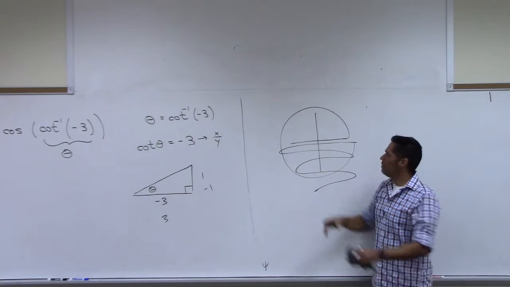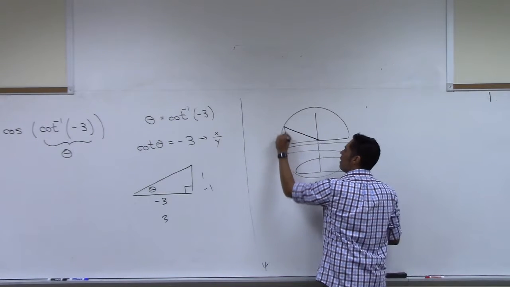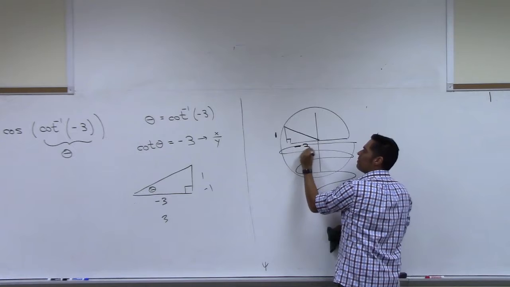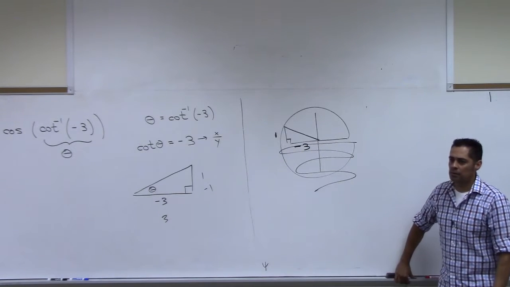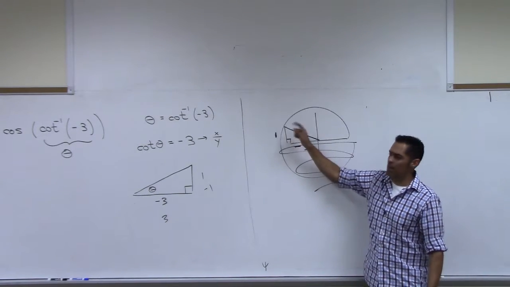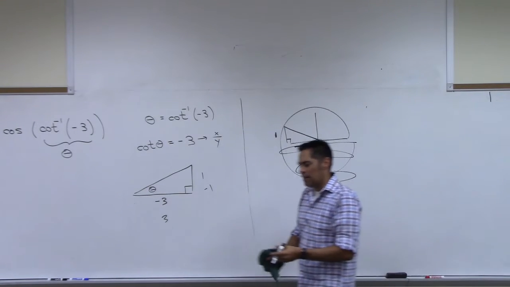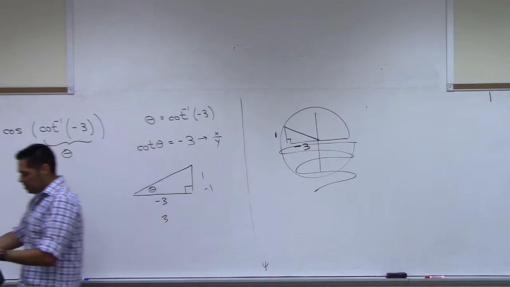So I would prefer to draw a triangle like this, call this 1 and call this -3. Then you get your hypotenuse and you can answer everything. I hope that illustrates what I was trying to get across. It's just dangerous.